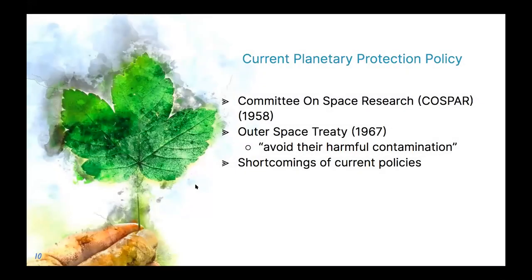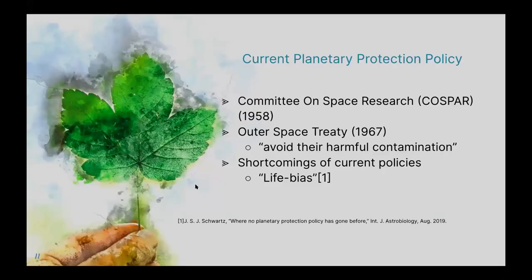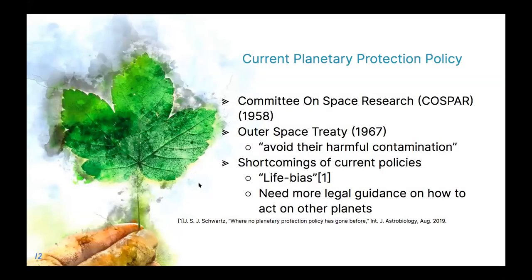So the shortcomings of current policies are that they are life biased, meaning that they just focus on biological contamination. And this is problematic because we need more legal guidance on how to act on other planets. There are just some questions regarding planetary protection that we don't have answers to. Like, can we leave trash on Mars, or can we mine Olympus Mons? We just don't know, even though those questions arguably fall under planetary protection.